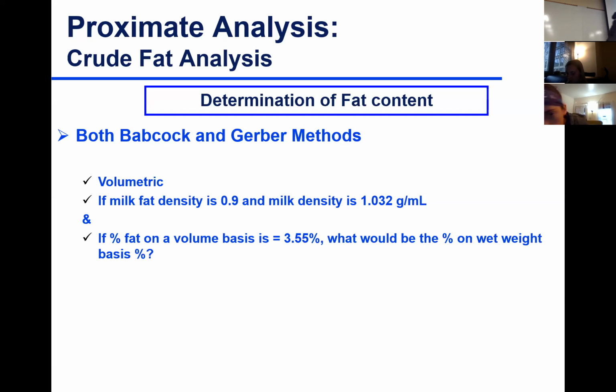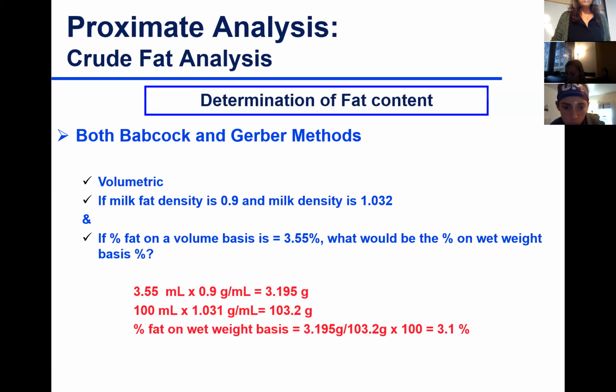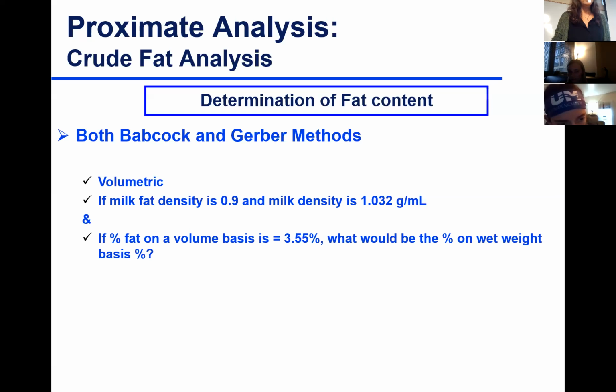Okay, so we have an answer, 4%. Let's see what we get. So not quite. Anybody got a different answer? Yes. So we're getting 3.1, which is the correct answer.